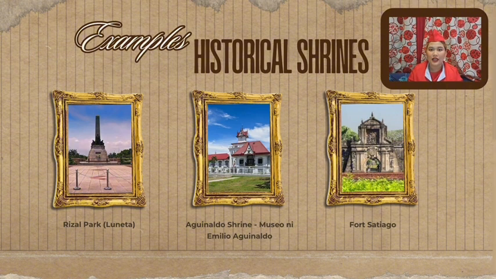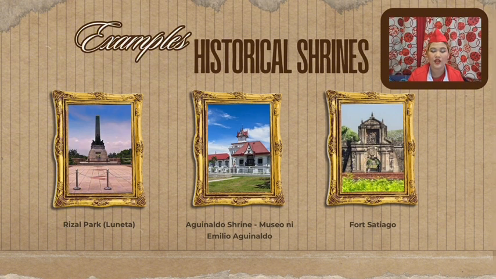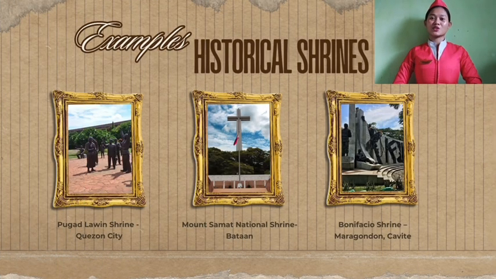Next is Aguinaldo Shrine. It is located in Kawit, Cavite. This is where Emilio Aguinaldo proclaimed Philippine independence in 1898. Next is Fort Santiago, which is a historic fortress in Manila that was part of the defense during Spanish colonial rule. So, here are some examples of National Historical Shrines in Luzon.